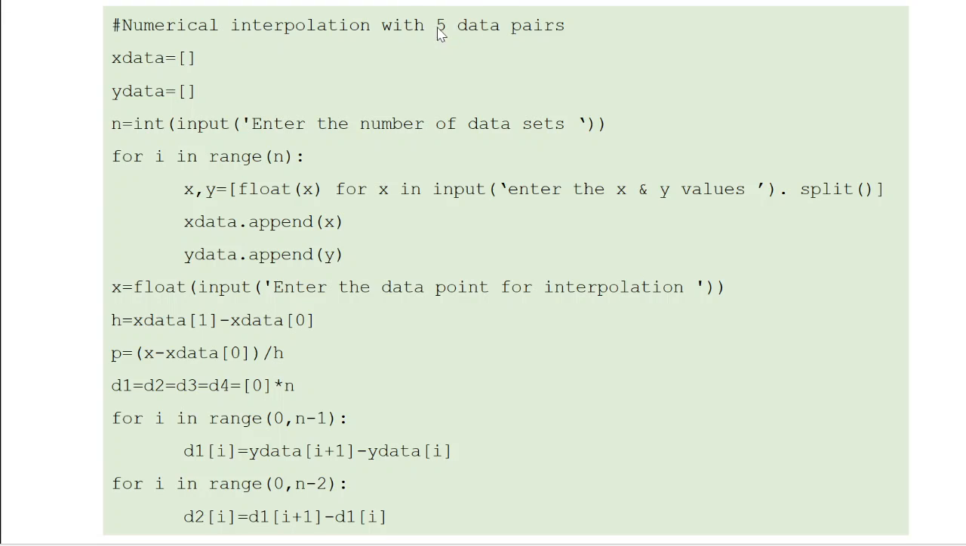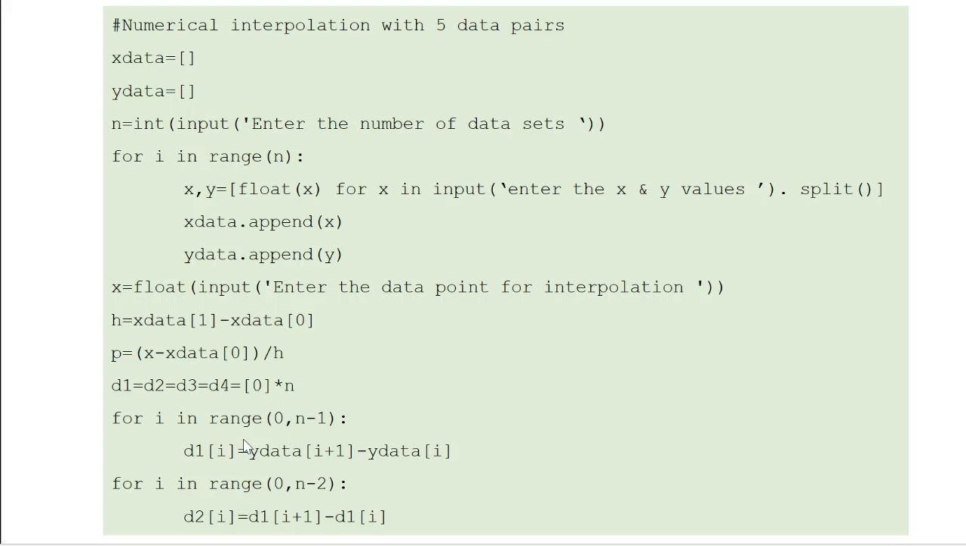Since I have 5 data pairs, I need to find the difference terms up to 4th order. So I'm going to call those lists D1, D2, D3, D4. Just like the previous case, I am going to initialize all the elements to 0. So this is equal to 0 into n. So I have a list of n elements. All the elements are 0. I am going to modify the elements in the next section.